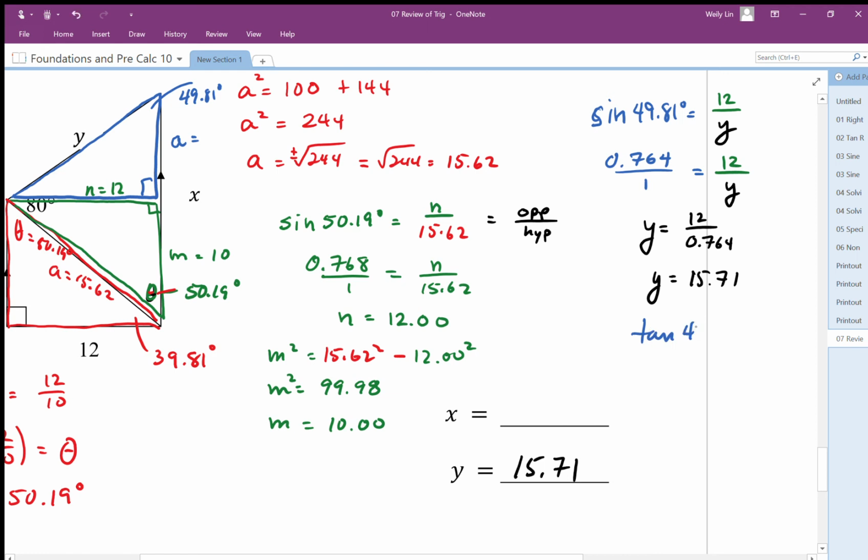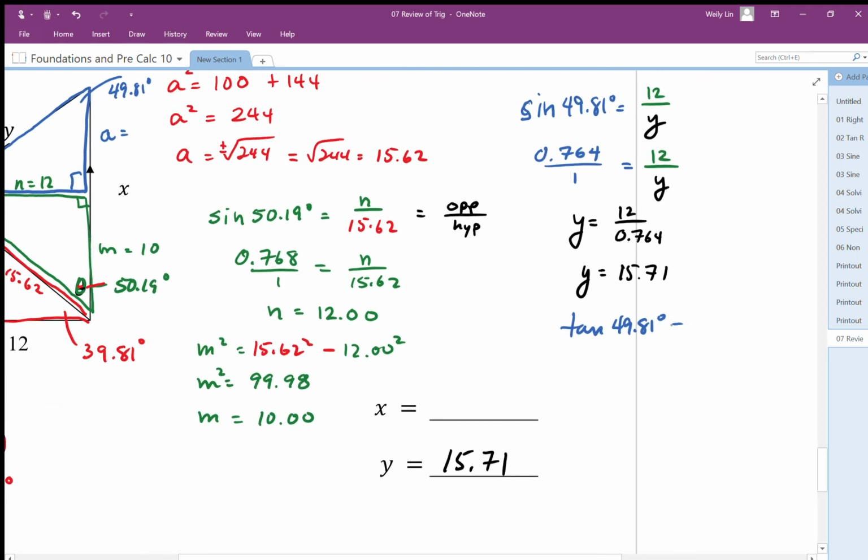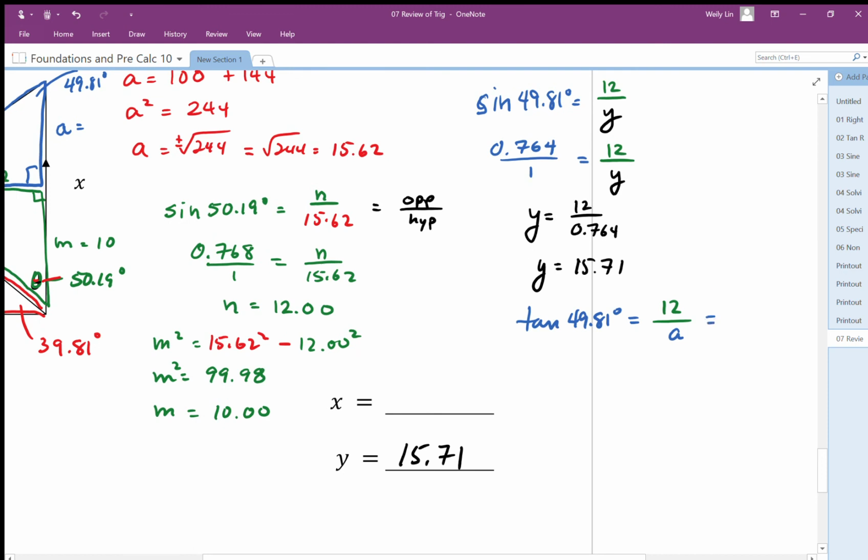So tan of 49.81 degrees is going to be equal to n, which is 12, compared to the adjacent side, a. So I'm going to do tan of 49.81. That gives me a value of 1.1837, so I'm going to round that to 1.184. I'm going to solve algebraically for a, so I'm going to cross multiply this. So 12 divided by 1.184 gives me an a value of 10.14.